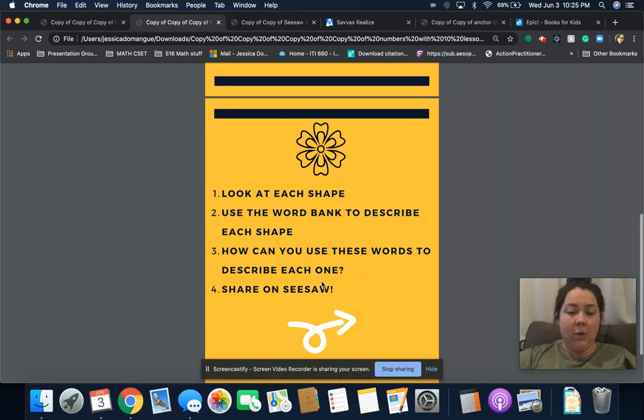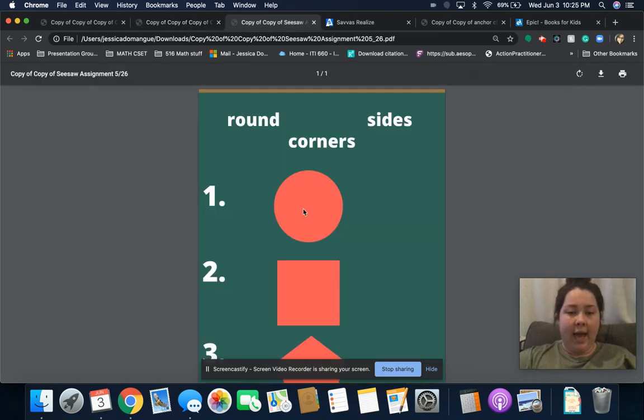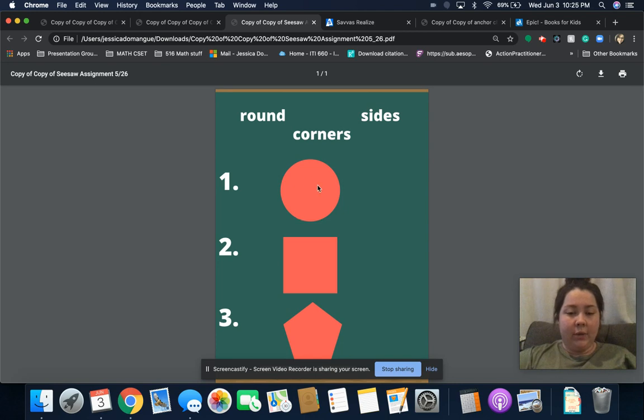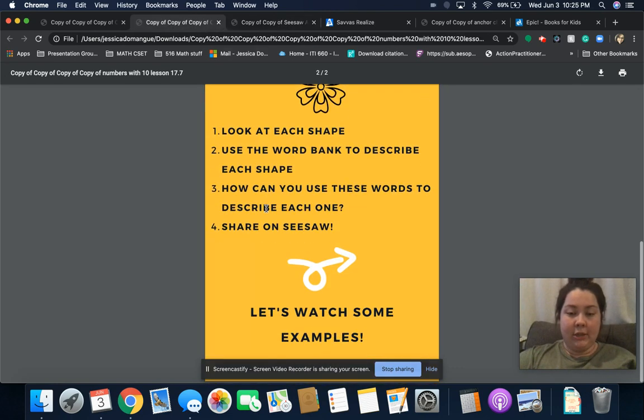So for your work today, scholars, you're going to look at this poster, and you're going to decide, how can I describe each shape? So this word bank up here is words that you can use to describe each one of these circles. So I want you on Seesaw to use the mic and describe each shape using a word or words from the word bank. You could use one more than once. You could use just one, depending on the shape. So just use those words to help you describe how many corners, sides, and whether or not it's round, okay? So that's what you're going to do with each shape and share that on Seesaw.